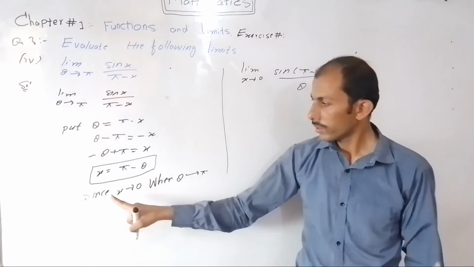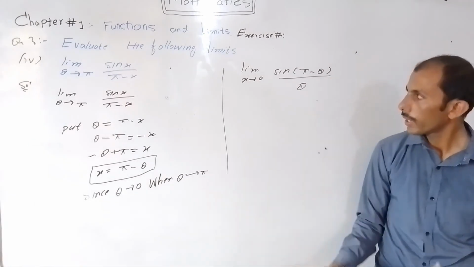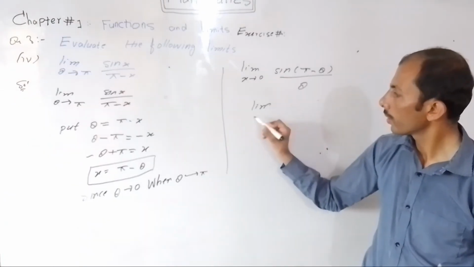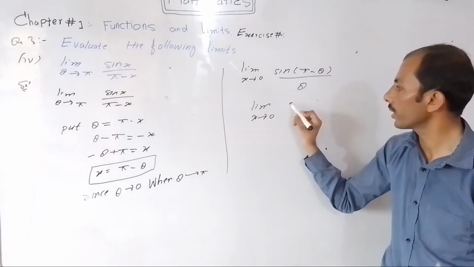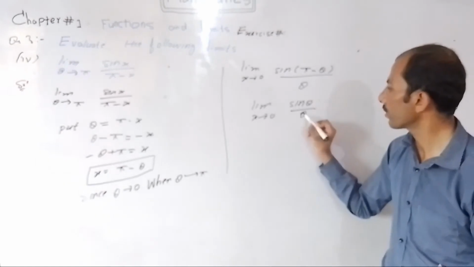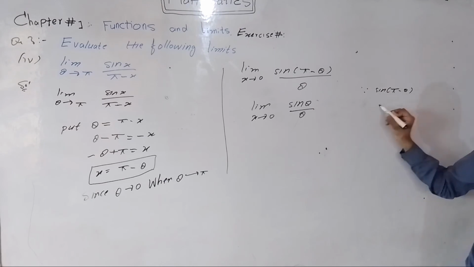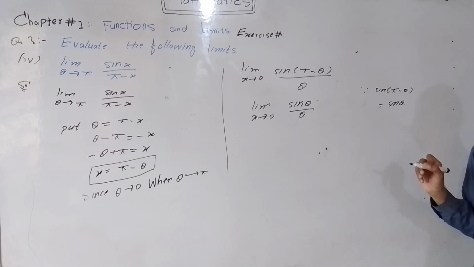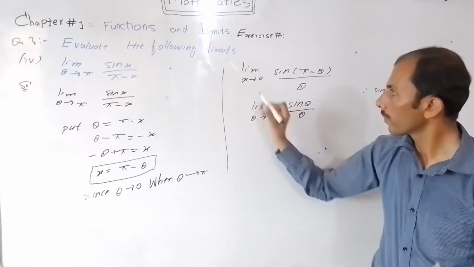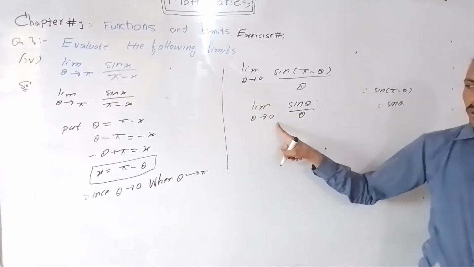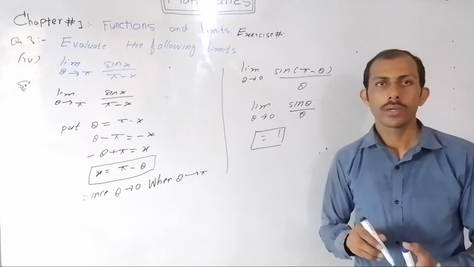So since x approaches to pi, theta approaches to 0. Limit theta approaches to 0 of sin of pi minus theta can also be written in the form of sin theta divided by theta. Therefore sin of pi minus theta is equal to sin of theta. Limit theta approaches to 0 of sin theta divided by theta is equal to 1, which is the required solution.